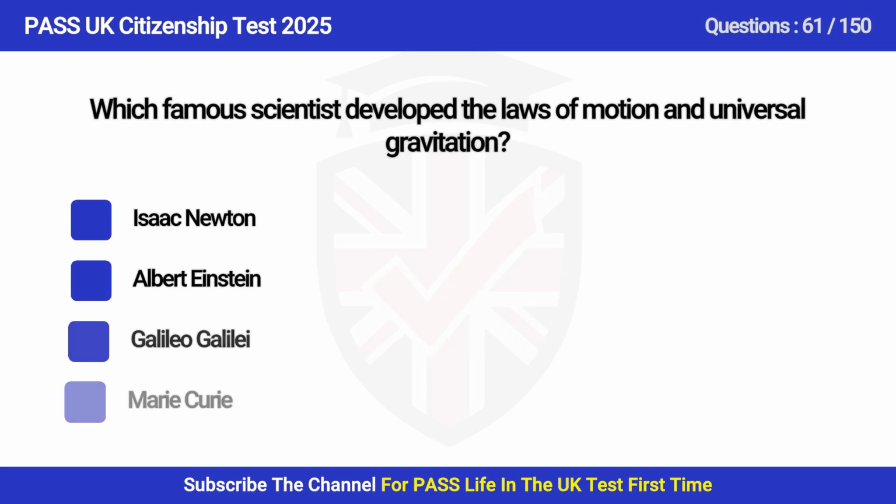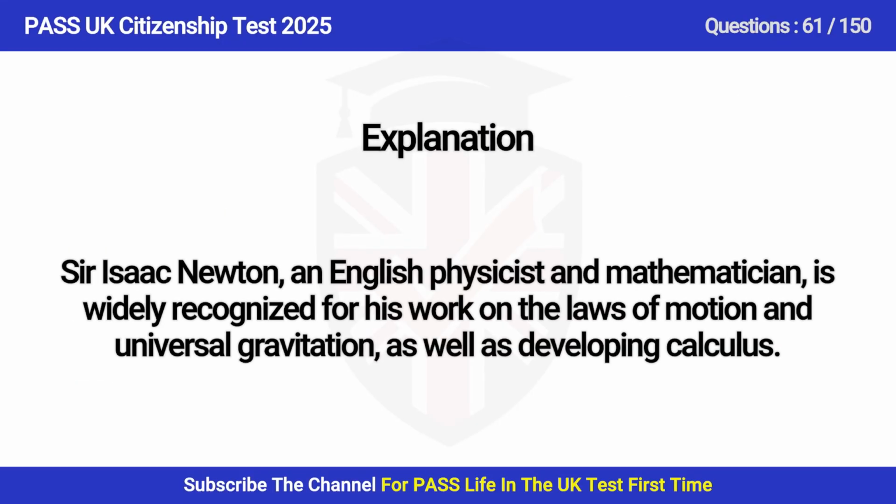Question 61. Which famous scientist developed the laws of motion and universal gravitation? A. Isaac Newton, B. Albert Einstein, C. Galileo, D. Curie. Answer is A. Isaac Newton. Sir Isaac Newton, an English physicist and mathematician, is widely recognized for his work on the laws of motion and universal gravitation, as well as developing calculus.